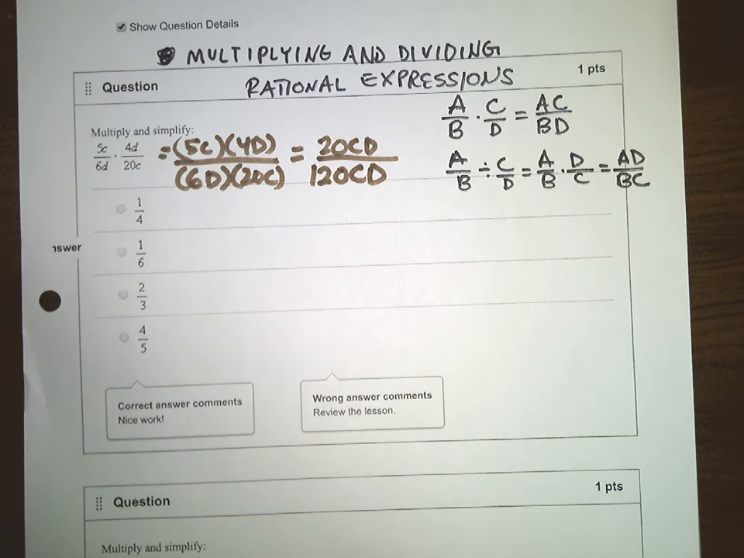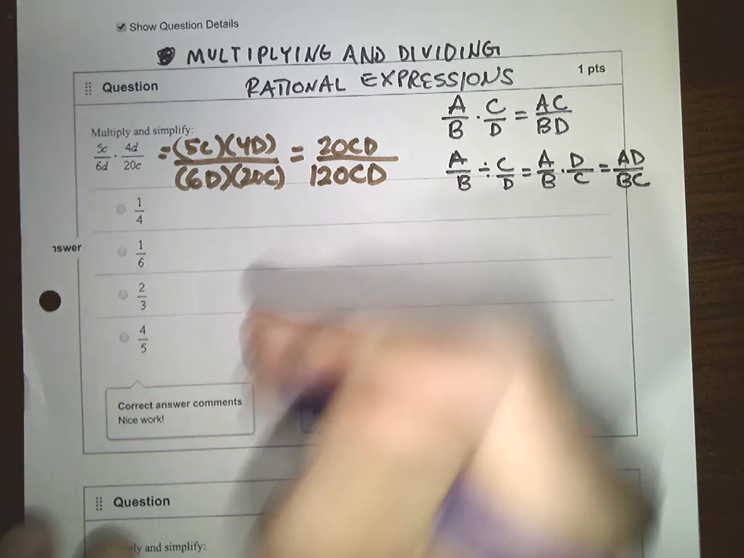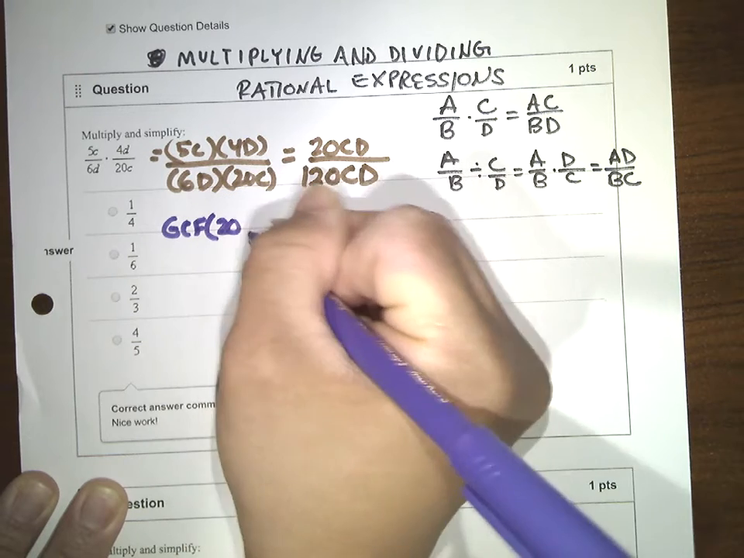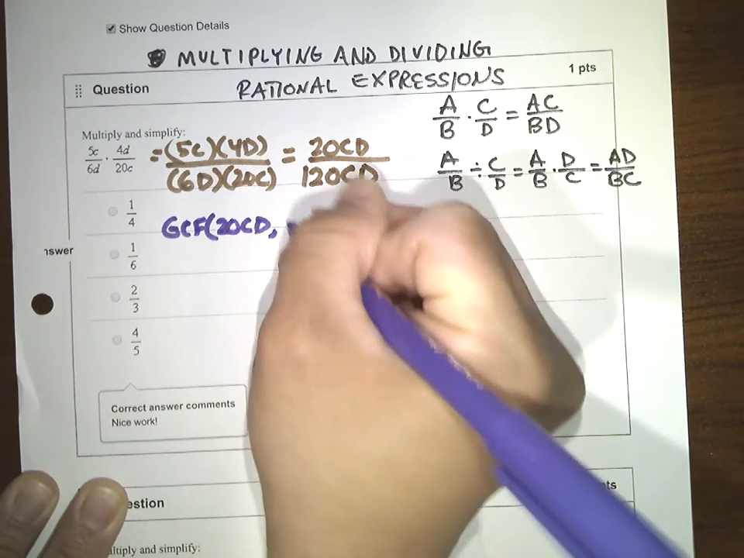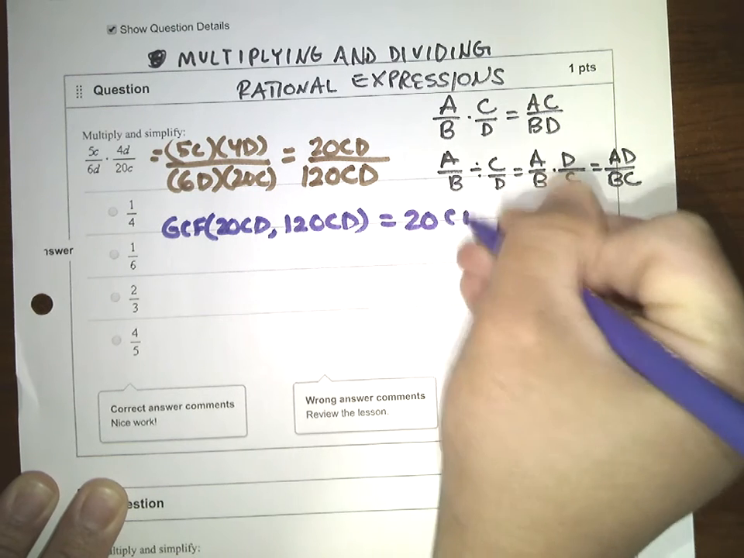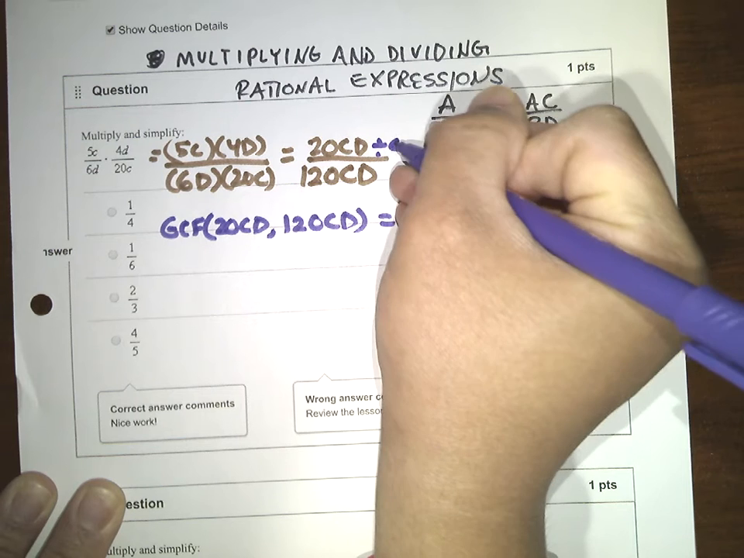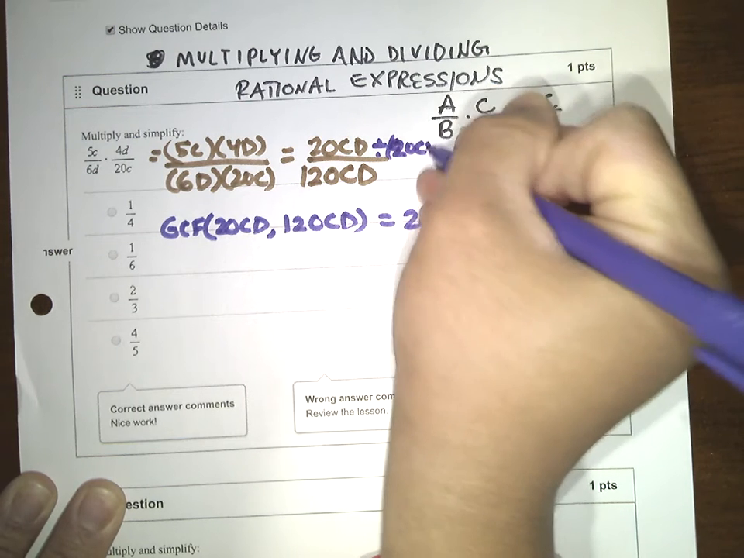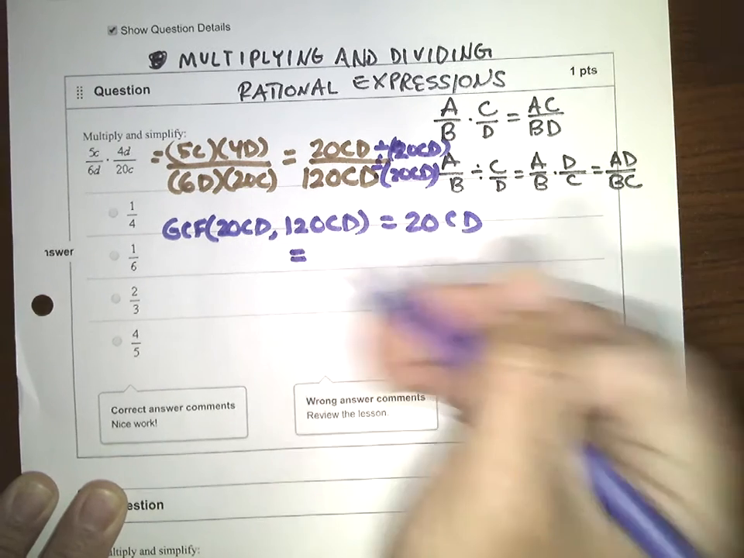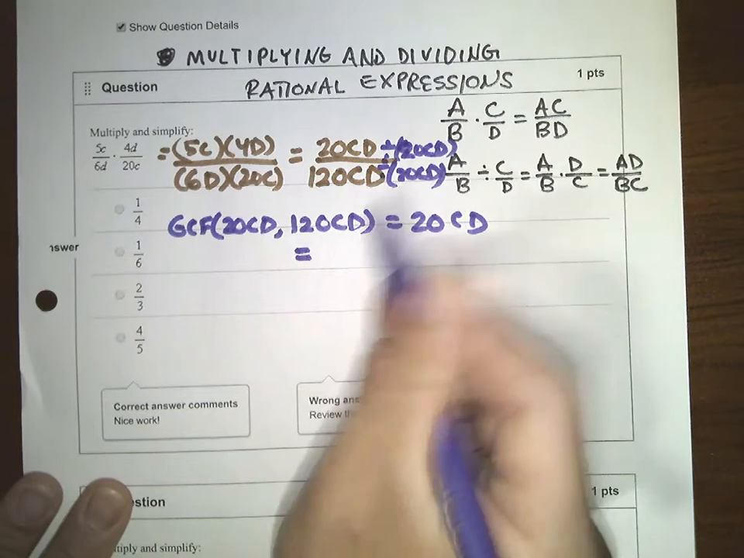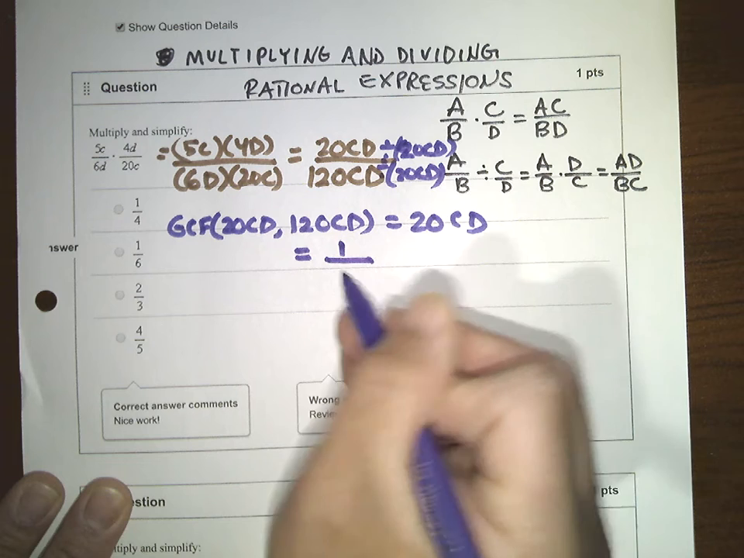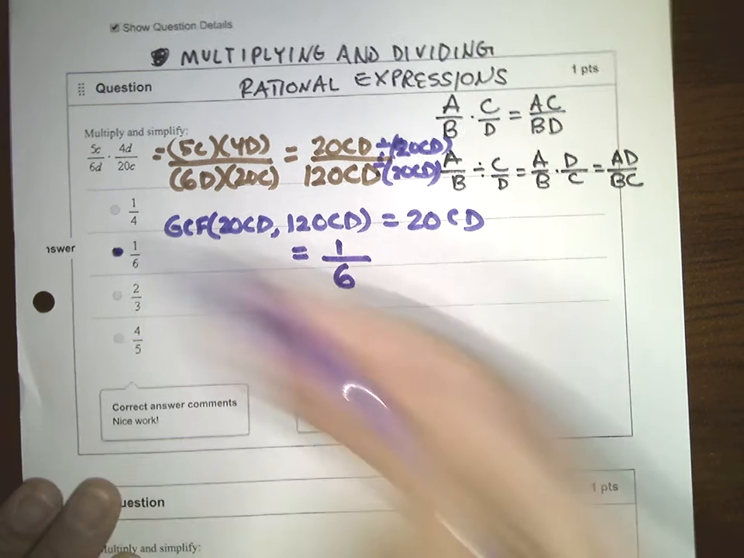Alright, and then I can find the GCF of the numerator and the denominator. 20cd and 120cd, the GCF will be 20cd, so then I divide by 20cd and by 20cd, and then I'm left with, well, 20cd divided by 20cd is 1, and 120cd divided by 20cd is going to be 6, so this is 1/6.